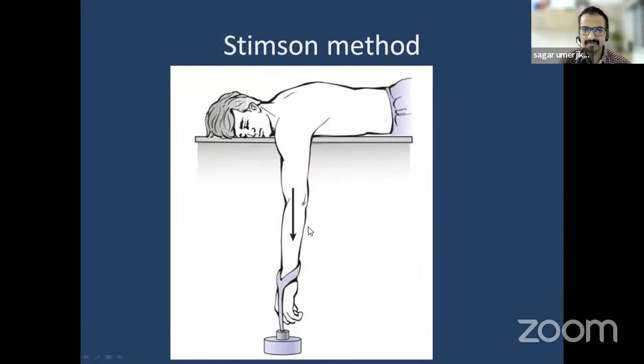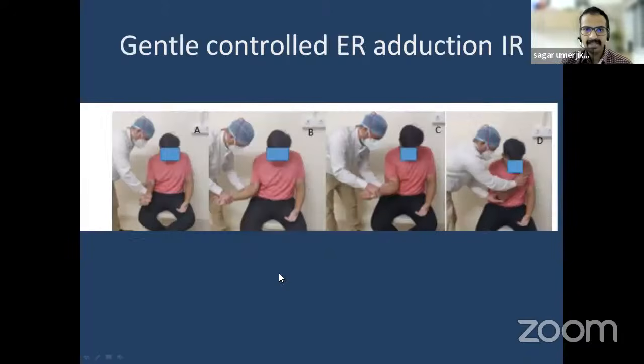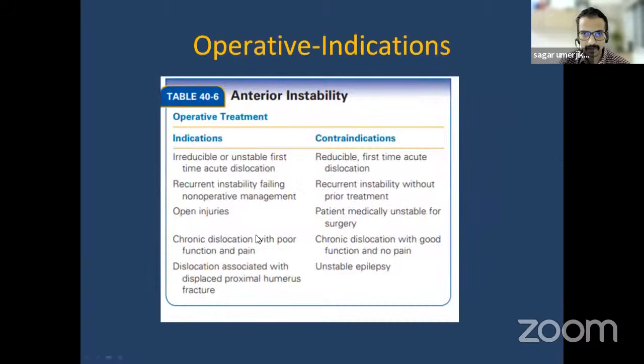This is one method which is done in most institutes. Then there is Stimson method, which is seldom done, wherein the patient is prone and weight is hanged from the wrist. Then there is gentle controlled external rotation, reduction and internal rotation. So this maneuver most of the times works and can be done without local anesthesia by counseling the patient about the procedure. Getting a post-reduction check radiograph is of utmost importance.